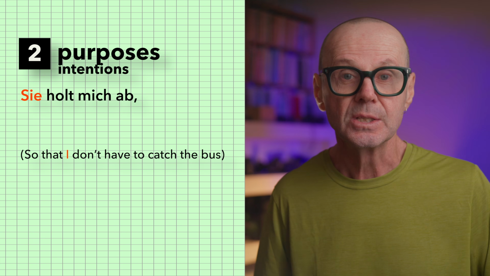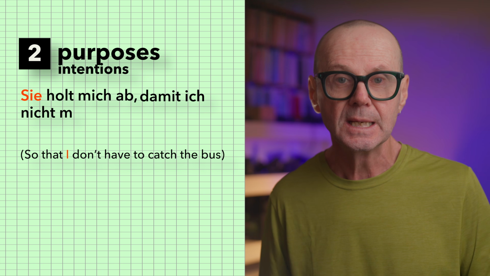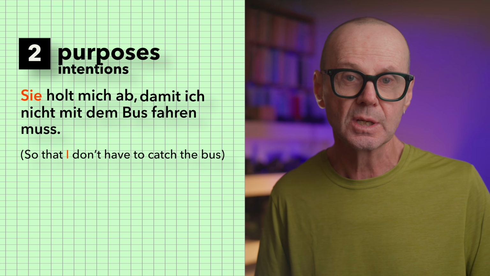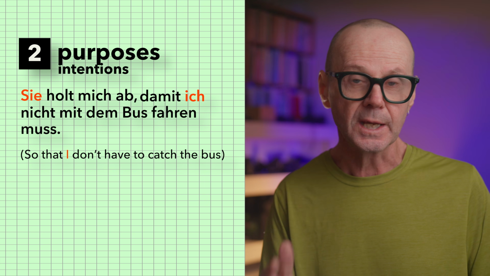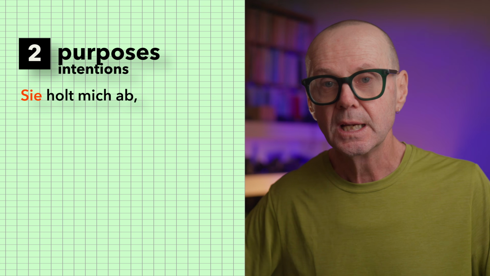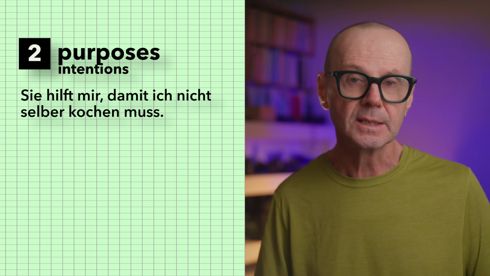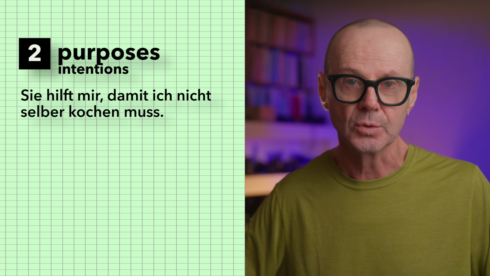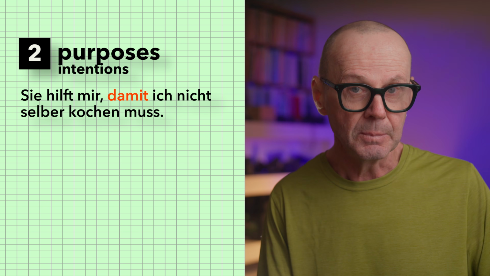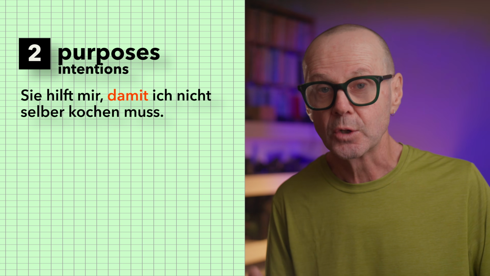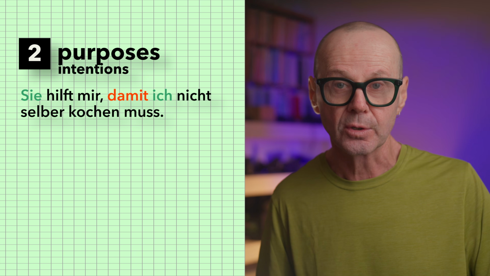Here's what we do. Sie holt mich ab, damit ich nicht mit dem Bus fahren muss. Two clauses, two different subjects, one intention. Or, sie hilft mir, damit ich nicht selber kochen muss. The intention of this help is clear, and we're using damit to introduce it because we've got two different subjects in both of those clauses.